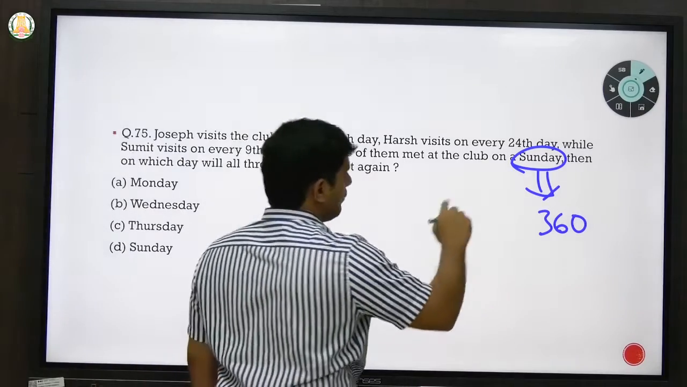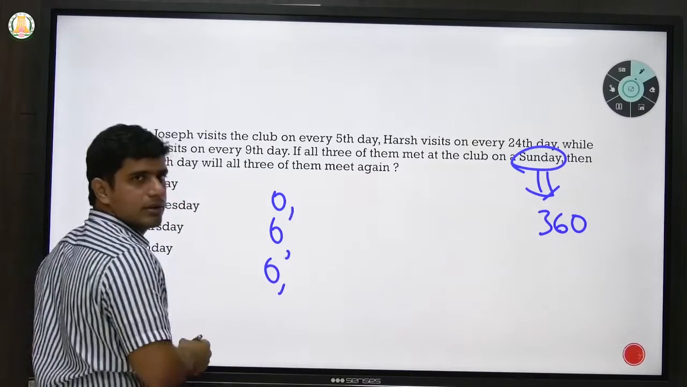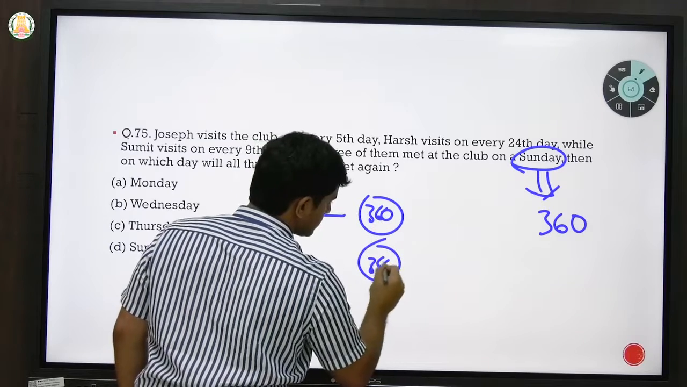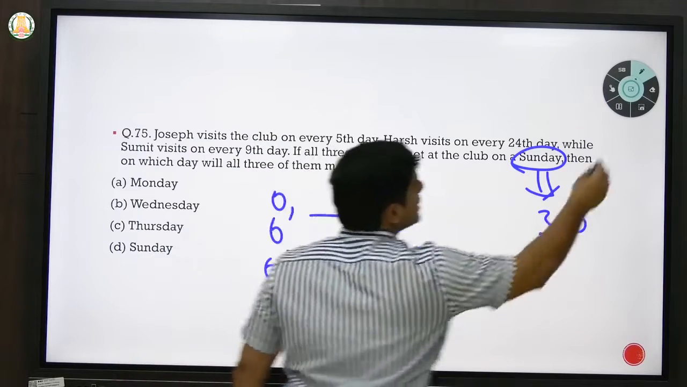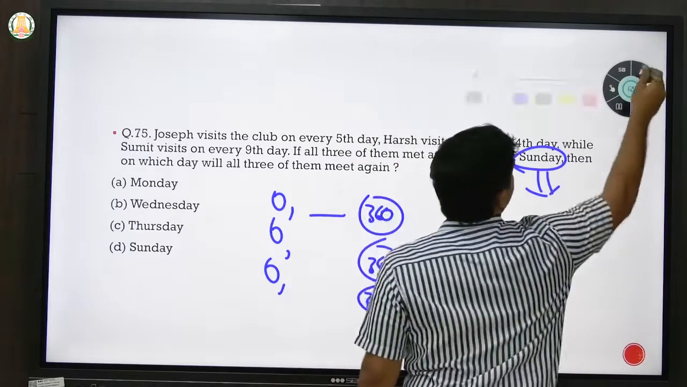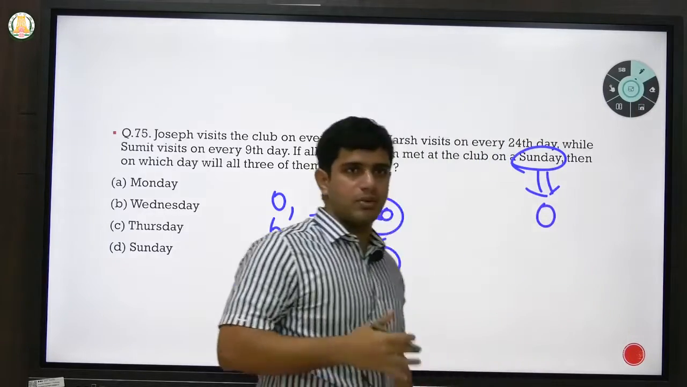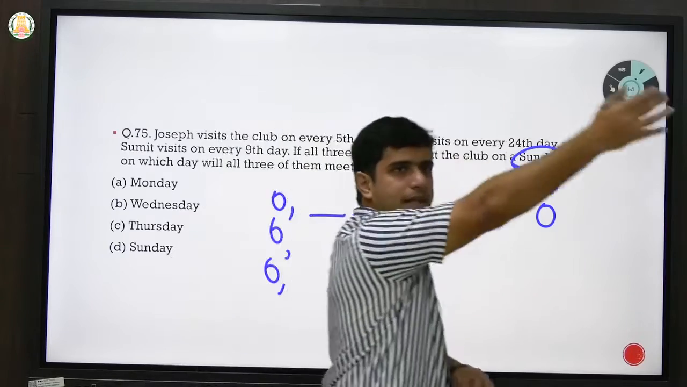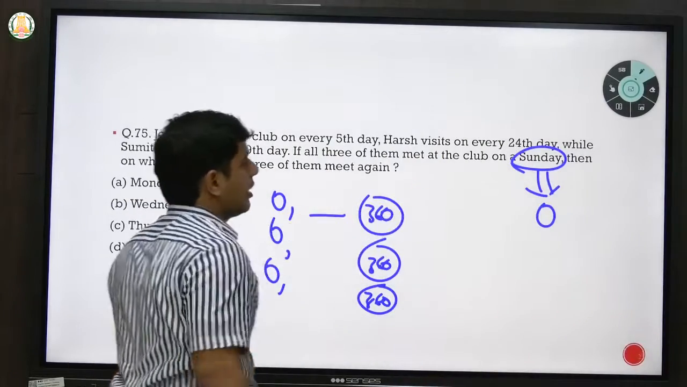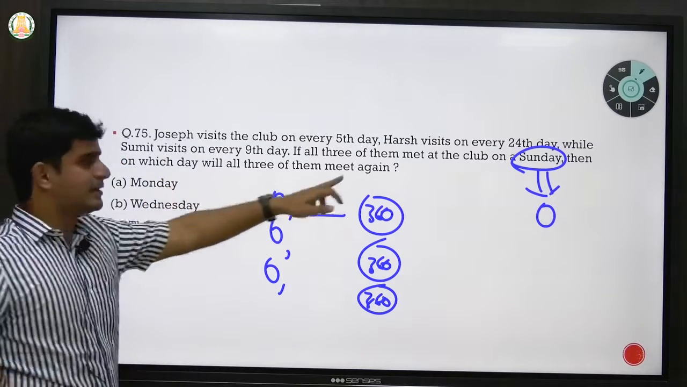Let's say they are meeting today, like 0, 0, 0. Then they will again be able to meet on the 360th day. So they meet on the 0th day, that is today they meet. Let's say today is Sunday and today they meet. In how many days will they meet next? After 360 days from today. That means if the 0th day is Sunday, what will be the 360th day?